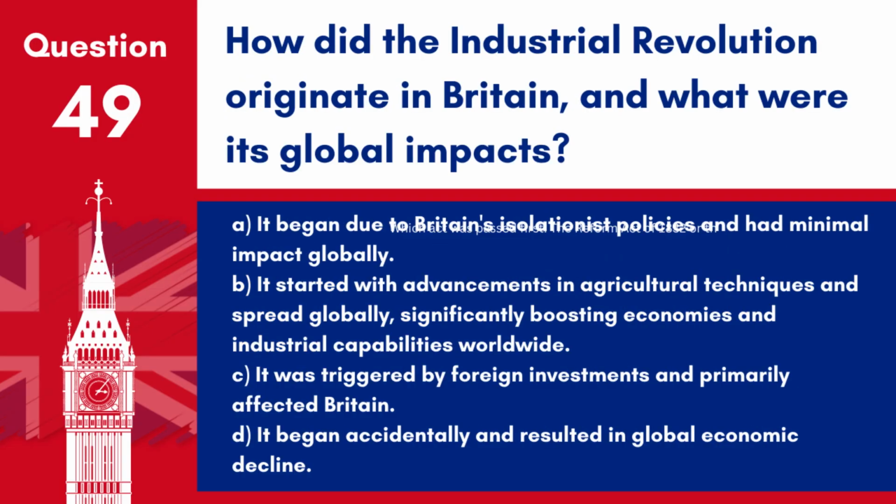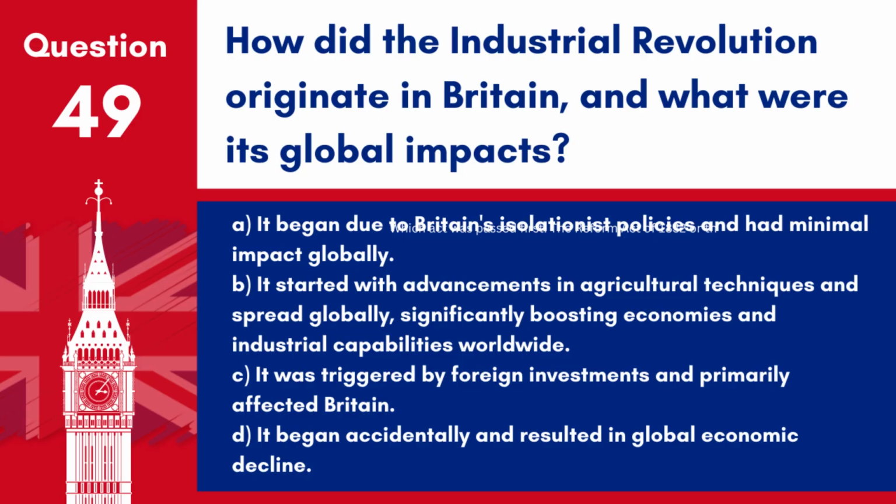Question 49. How did the Industrial Revolution originate in Britain, and what were its global impacts? A. It began due to Britain's isolationist policies and had minimal impact globally. B. It started with advancements in agricultural techniques and spread globally, significantly boosting economies and industrial capabilities worldwide. C. It was triggered by foreign investments and primarily affected Britain. D. It began accidentally and resulted in global economic decline.